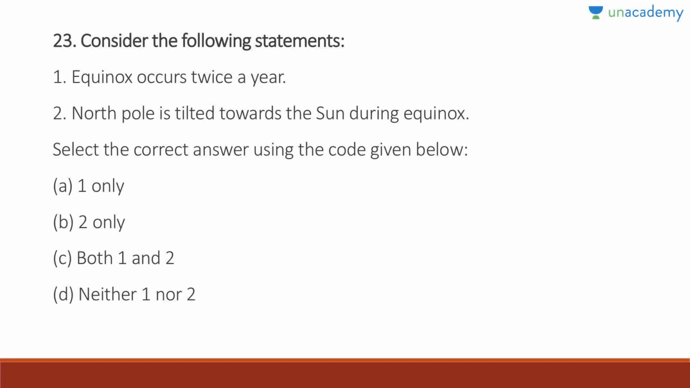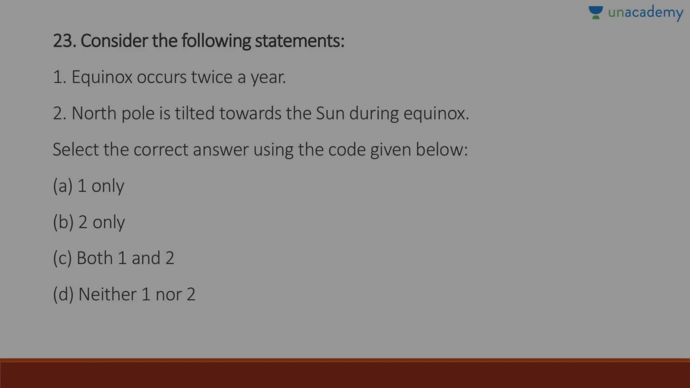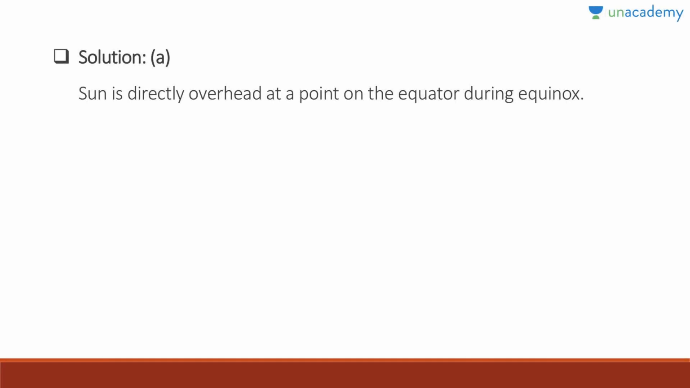Question number 23. Consider the following statements. Equinox occurs twice a year. Yes, this is absolutely correct. North Pole is tilted towards the sun during equinox. This is wrong. So answer here is A. Only the first statement is correct, because the sun is directly overhead at a point on the equator during equinox.